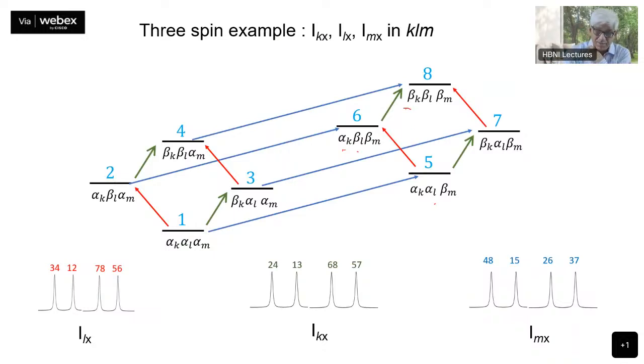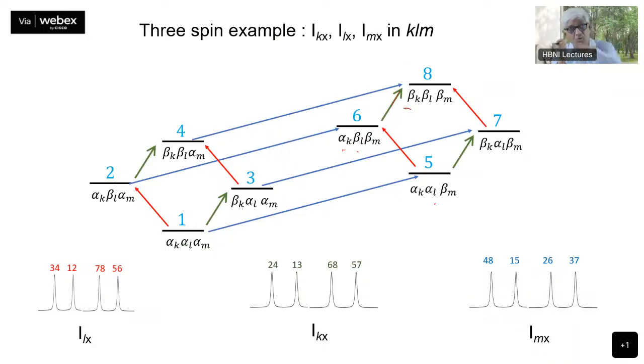And now the blue ones, which are 4-8, 1-5, 3-7 and 2-6. These 4 are the 4 transitions of the M spin. And here I have shown all of them as in phase. When I say in phase, I show them all in the same direction, going like this, going like this. All of them are going in the same direction.